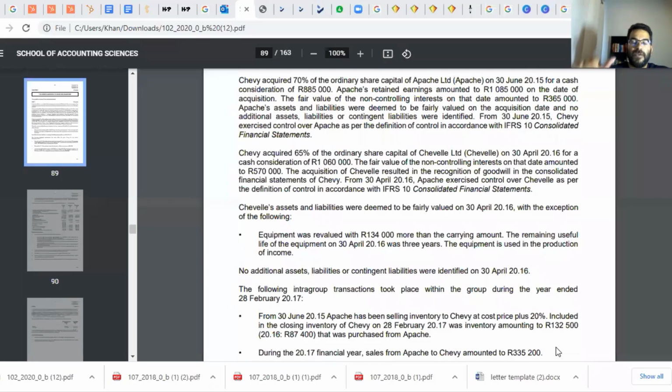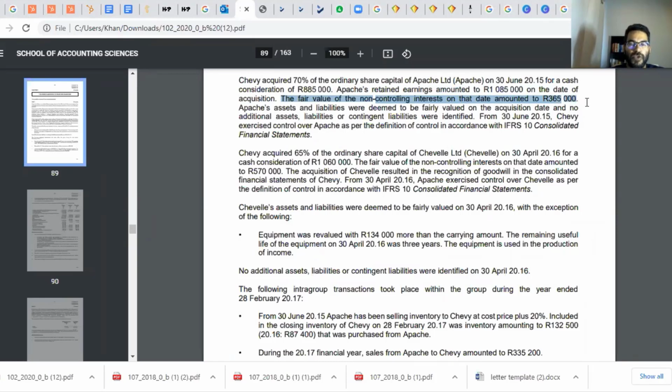Okay, so we said we gain control on 30th June 2015, so we have to consolidate. Consolidation means we have to bring on 100% of the assets, liabilities, income, and expenditure, even though we only have 70%. In order to calculate goodwill, we have the consideration, which is 885 at the date of control. At the date of acquisition, they're giving us the retained earnings. Then they're telling us that the fair value of the non-controlling interest on the acquisition date amounted to 365.